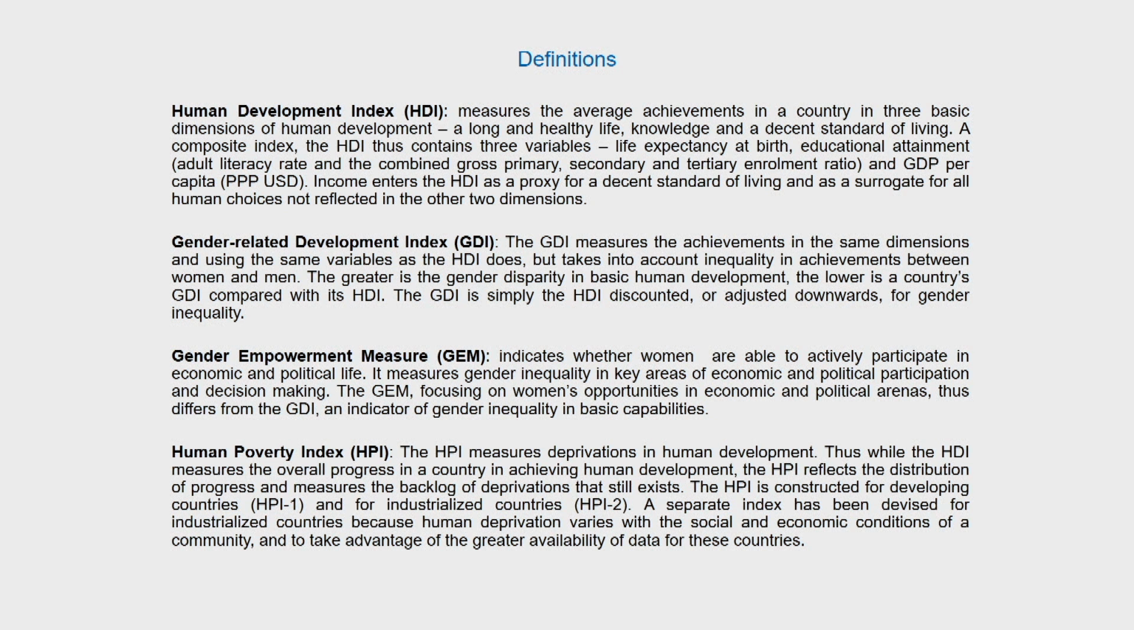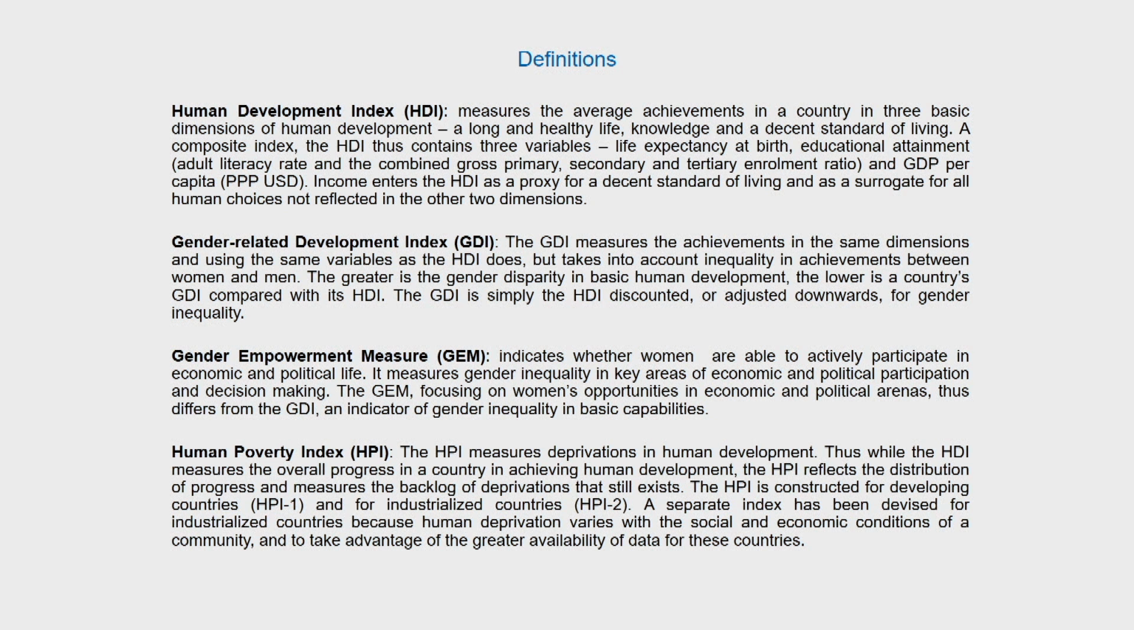It's a composite index and it contains three variables: life expectancy at birth, educational attainment in terms of adult literacy and combined gross primary, secondary and tertiary enrollment ratio, later mean years of schooling and expected years of schooling, and GDP per capita, later GNI per capita. Income enters the HDI as a proxy for a decent standard of living and as a surrogate for all human choices not reflected in the other two dimensions.